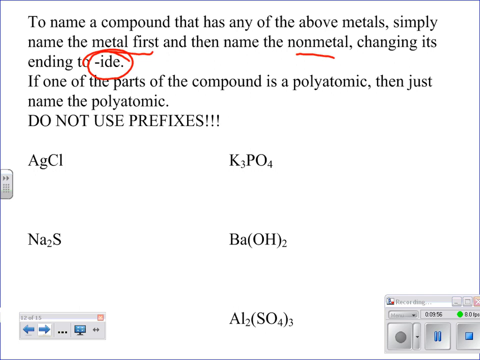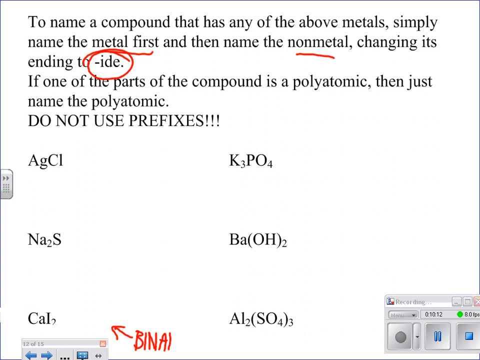So first thing maybe you want to make note of on your paper, you see that left-hand column. Notice how those are different than the ones on the right. Make yourself a note that those are all binary. In other words, they're just two elements: silver and chlorine, sodium and sulfur, calcium and iodine. Whereas on the right-hand side, they're not binary, but they are ternary. And what that means is that you have a polyatomic ion in there.